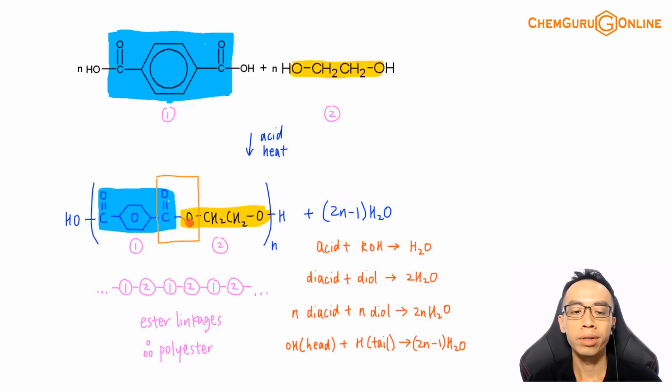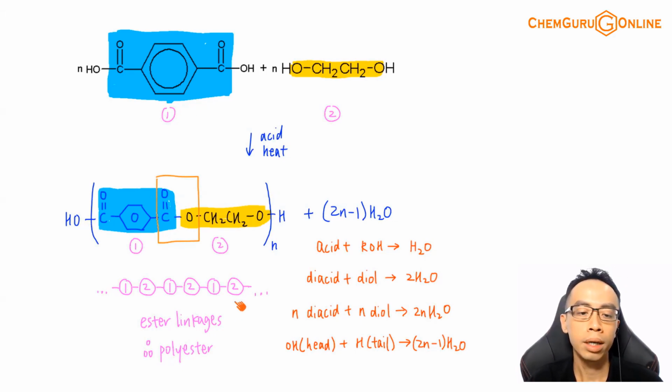You notice the bond that is linking monomer number one and monomer number two together is your ester bond. So we can say that it is the ester linkage. Ester linkage is just an ester bond linking all the monomers together. So all these monomers are joined together via ester linkages or ester bonds. This is the reason why we call this plastic, this polymer, a polyester. If it is forming amide bonds, then I'll just call this a polyamide.